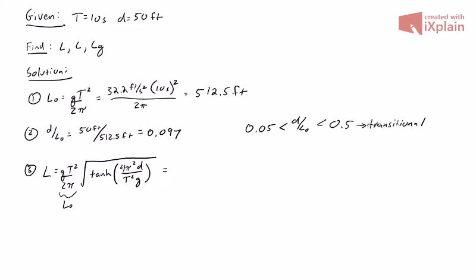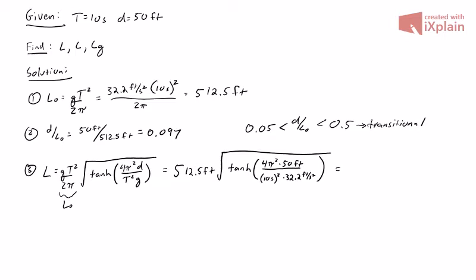So if we go ahead and plug in values for this, gt squared over 2 pi, we already know that's 512.5 feet. And then we have our square root sign. And then we have our hyperbolic tangent of 4 pi squared times the depth of 50 feet all over 10 seconds squared times 32.2 feet per second squared. Close the parentheses and close the square root.